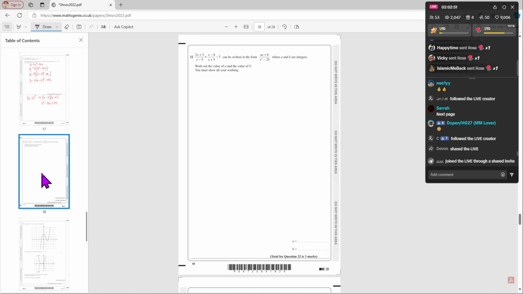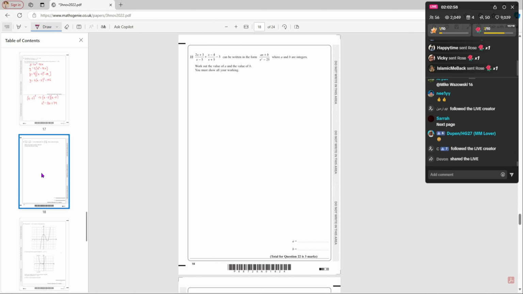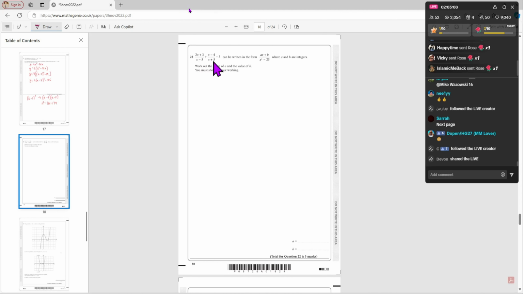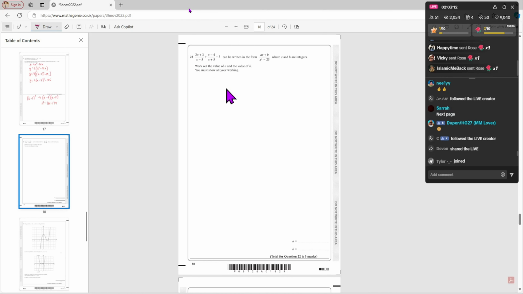So it's just the same as doing normal fractions. You have to find the common denominator. For this specific question, the common denominator is just going to be these two multiplied together, okay? It's going to be x minus 5 and x plus 5 multiplied together. It's going to be our common denominator, okay?